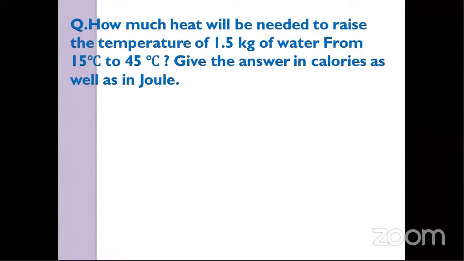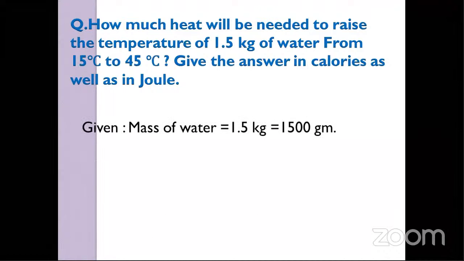So students, observe the example. First of all, think about what is given in the example and what we have to find out. Okay, see here one by one. Given: mass of water is equal to 1.5 kilogram. That is given in the example. It means it's 1500 gram. Okay, mass of water is 1500 gram.